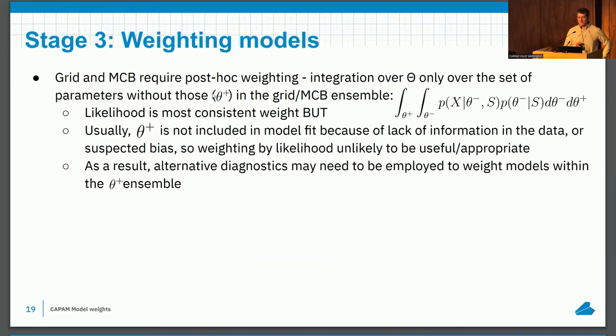I guess the weighting of models is a tricky one. And from my point of view, it's difficult to define what best practice is. I think the problem here is that usually our likelihoods don't actually have information about the parameters. If we've decided to use a grid approach, for example, or use alternative structures, it's because we don't have very good information to tell us which one of those is a better model. If we could look at that just in the context of a likelihood, we probably would. So often we don't actually have the information. And so understanding which alternative diagnostics need to be employed to weight models in an ensemble approach is really difficult.